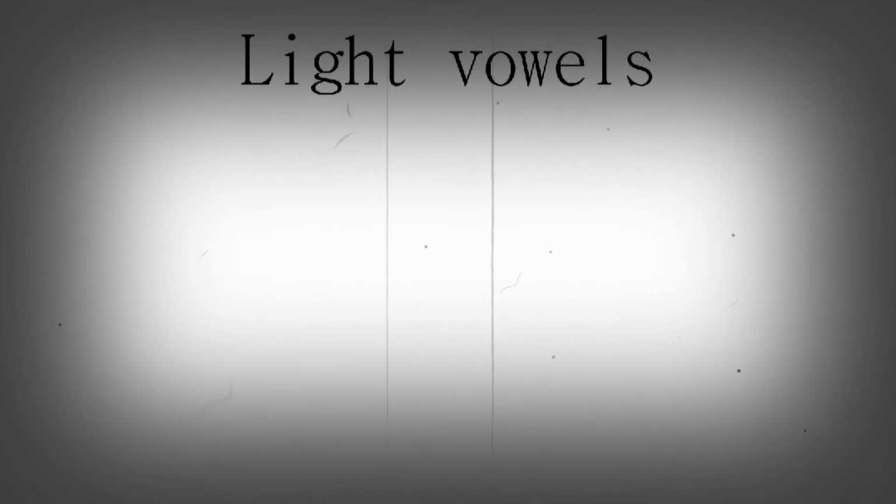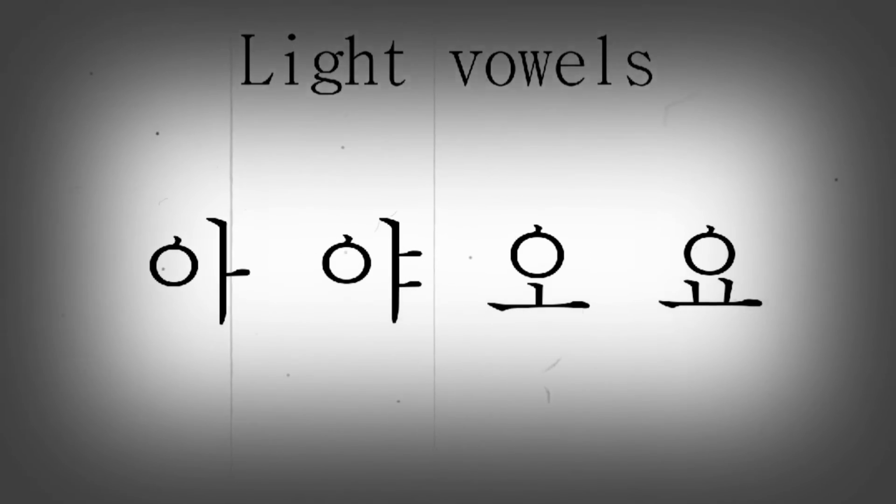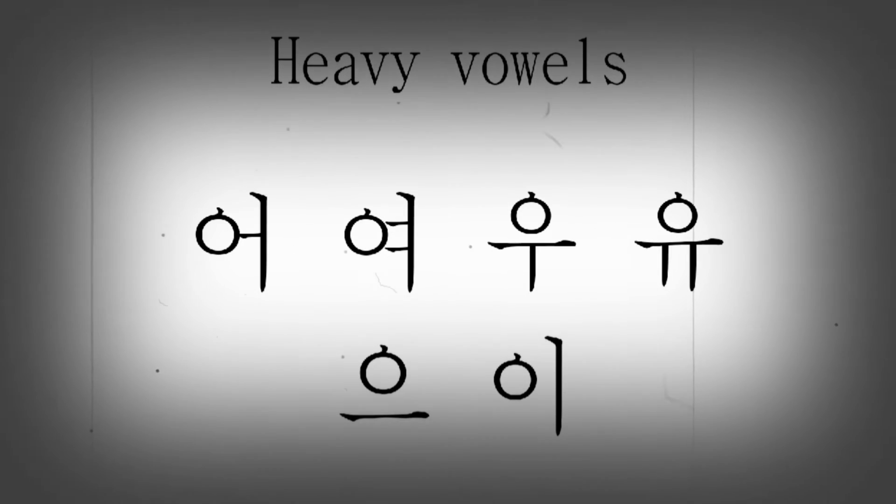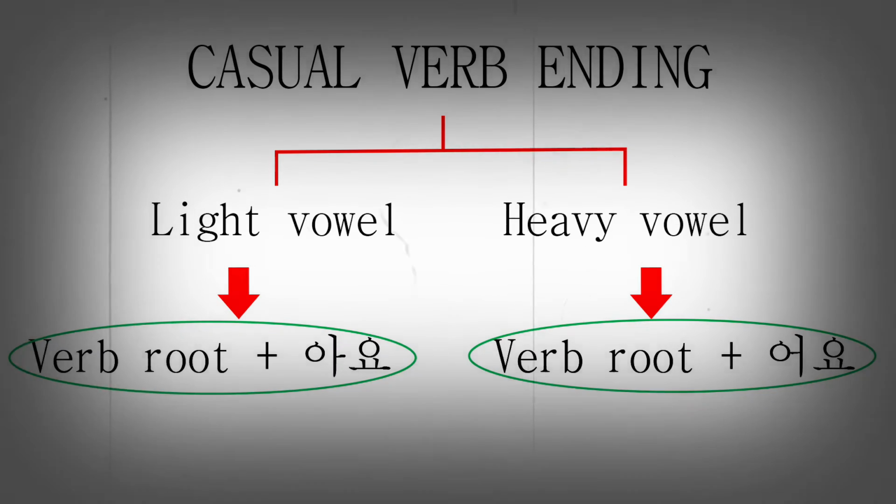The light vowels consist of 아, 야, 오, 요. The heavy vowels consist of 어, 여, 우, 유, 으, 이. Now the concept of casual verb endings is purely based upon this principle. Verb roots with light vowels will connect to 아 plus 요. Verb roots with heavy vowels will connect to 어 plus 요.